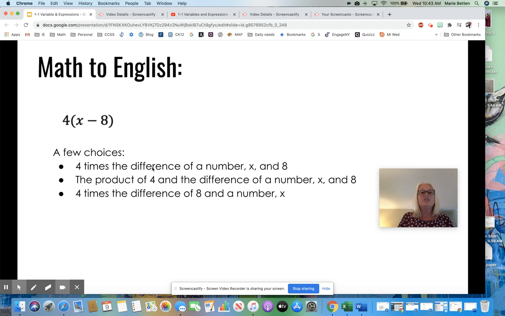Some of the key things you need to notice is we have to get this part of the equation or expression grouped together. So I will need to use the word difference so that I know it will be x minus 8 or 8 less than x. It has to be the difference.